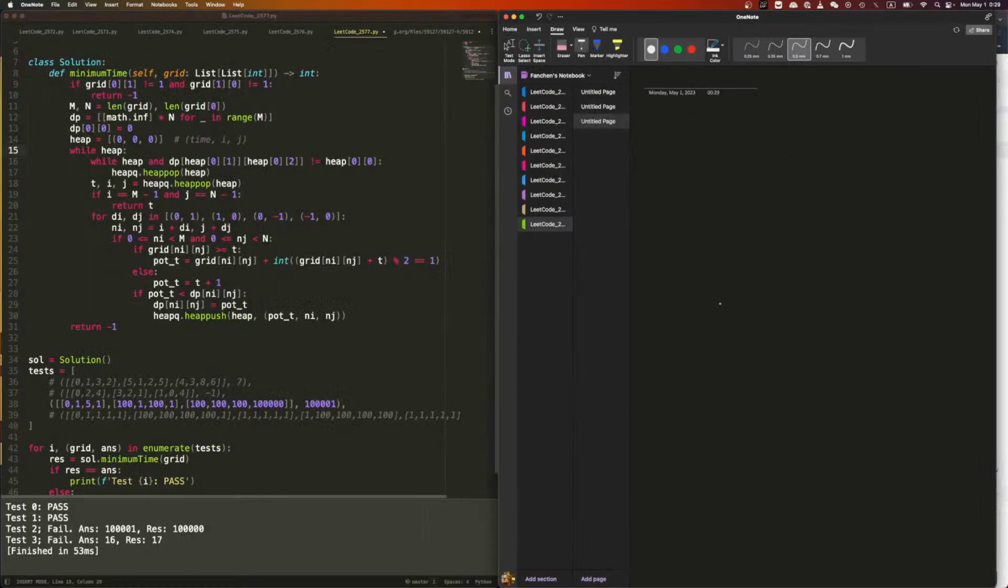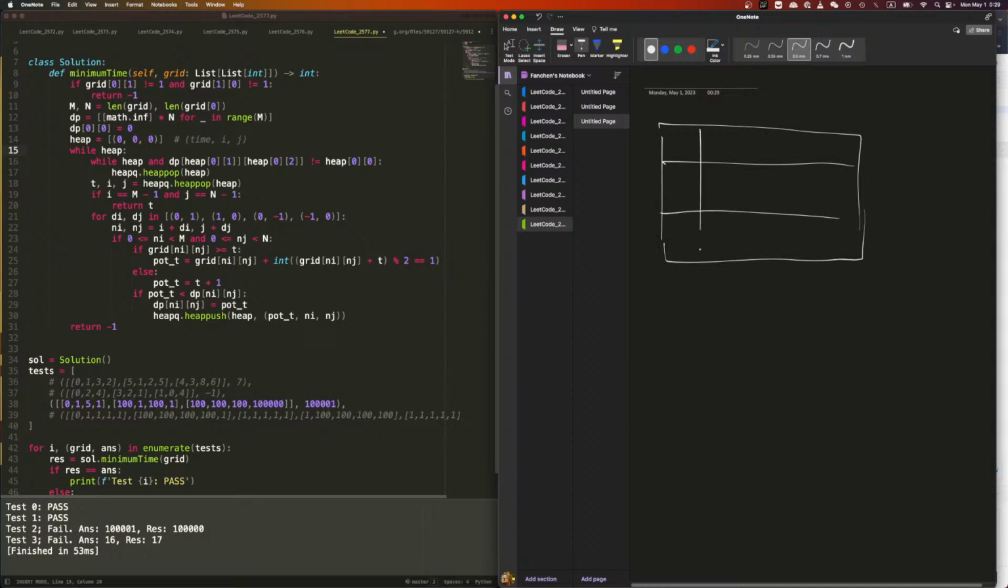Okay, let's throw this up. Let's see how we go. Okay, so we are going to do 1, 2, 1, 2, 3. Okay, so we have 0, 1, 5, 1, 100, 1, 100, 1, 100, 100, 100, 10, no, 100,000. Okay.